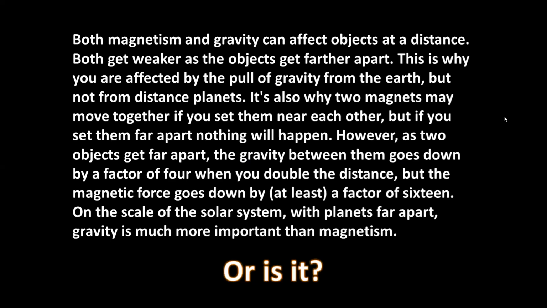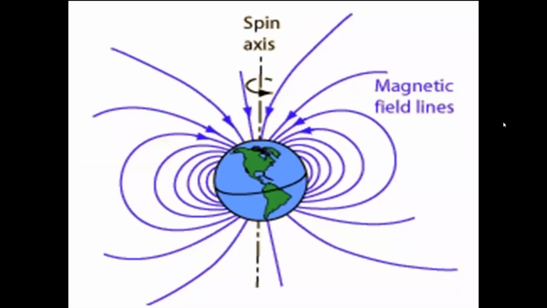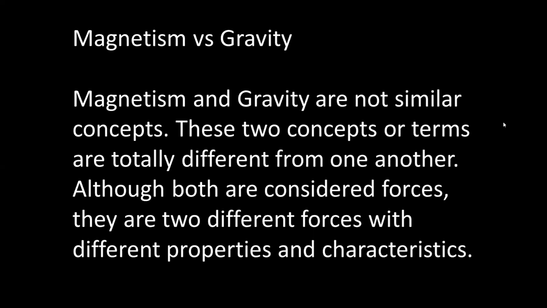On the scale of the solar system, with planets far apart, gravity is much more important than magnetism. Or is it? Let me ask the question. When you begin to look at the interaction of gravity on a mass and then apply magnetic fields to that, you have the most amazing interaction.